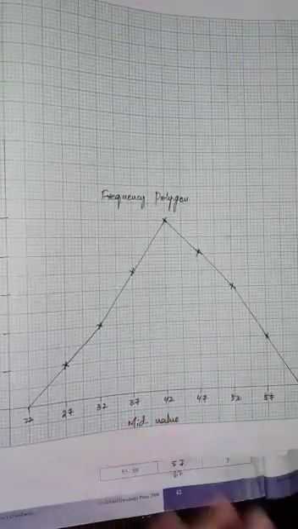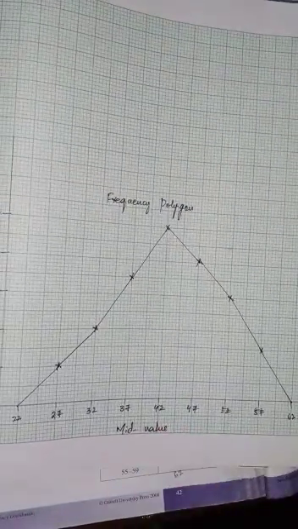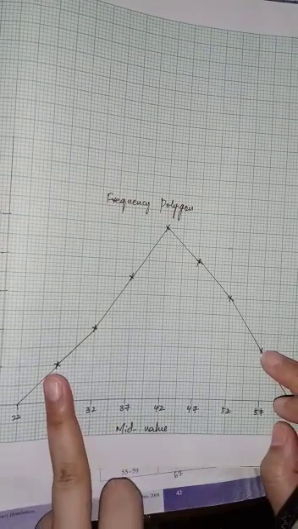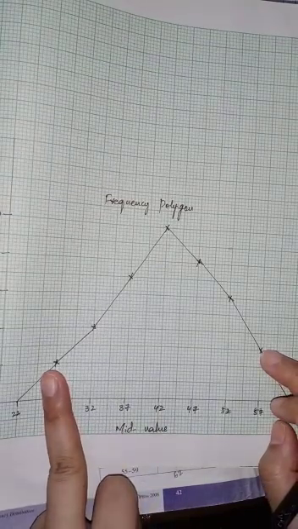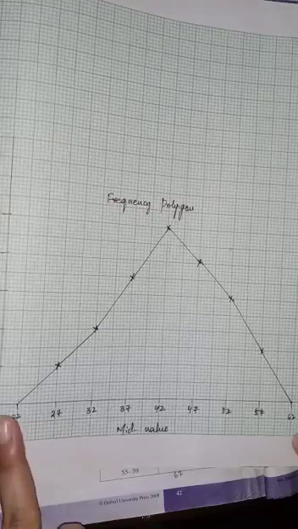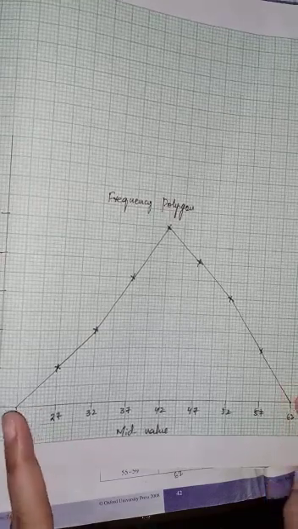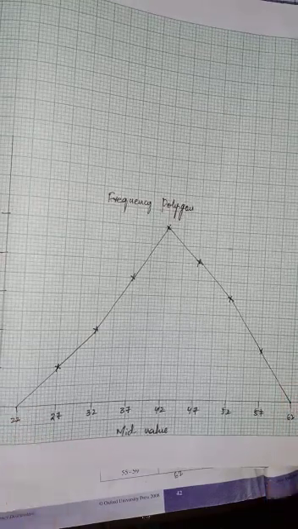So this is how we will close the polygon. Till here we have all the points which are given in the table. Then we will mark the value before the first mid value and after the last mid value, and then we will close our polygon on these points.